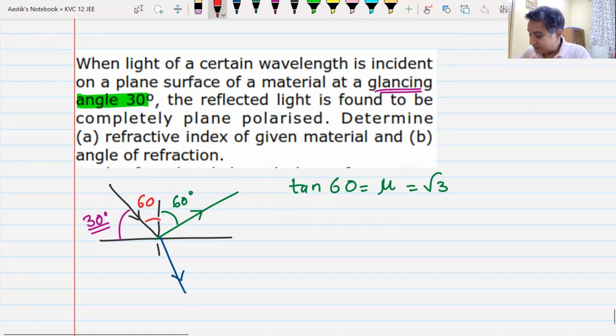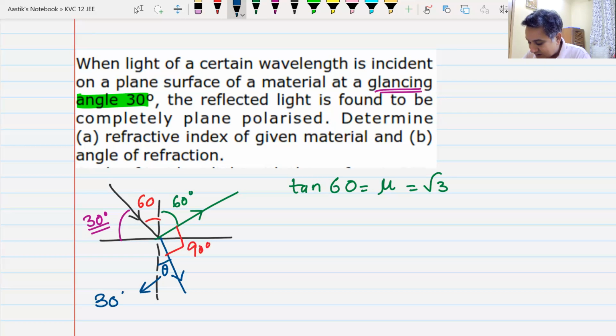Everyone understands this? This total angle is 90 degrees because it's the Brewster angle. So there you can get the angle of refraction by simple math. The angle of refraction would be 30 degrees. Do we understand this? Yes or no? Yes, sir. This is how questions are framed in this type.